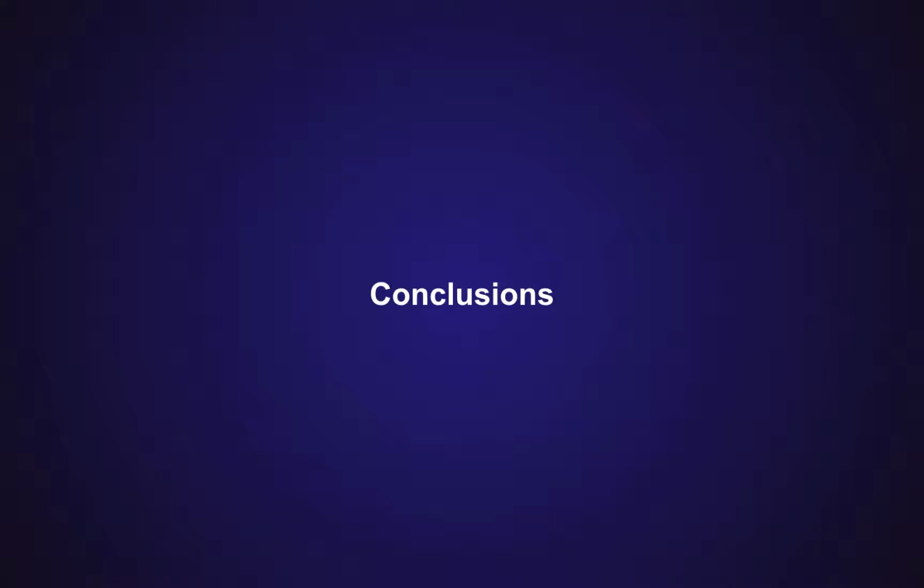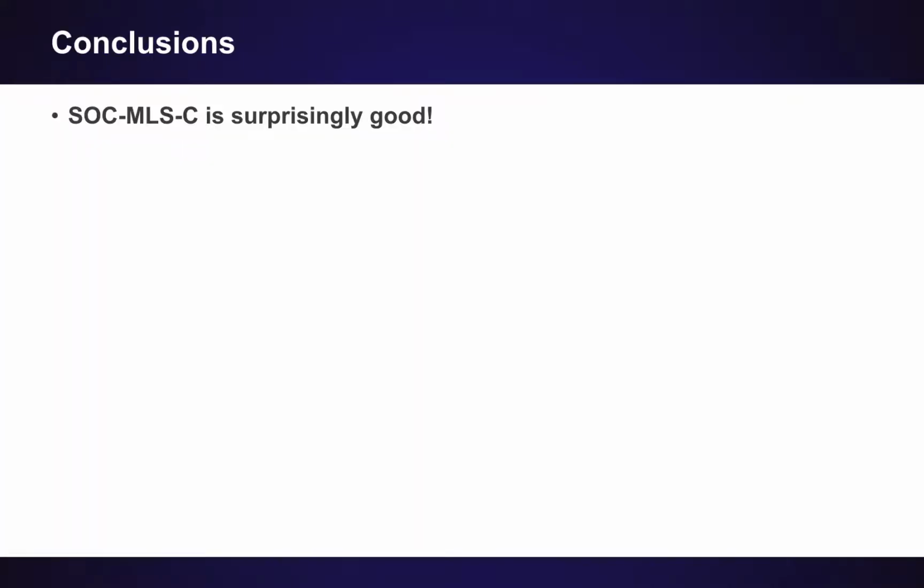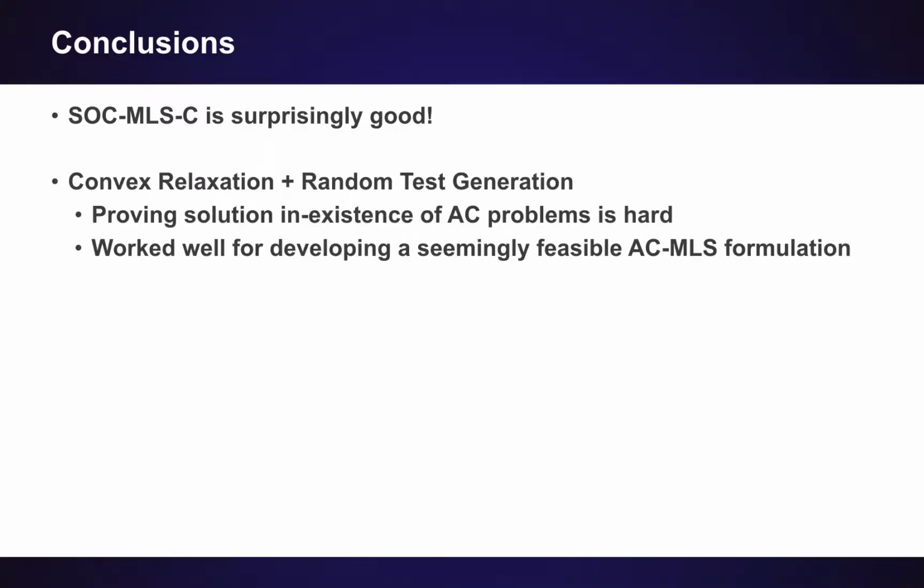I'll just wrap up with a couple of conclusions. First off, one thing I learned from this work is that this very weak, or very relaxed formulation, SOC-MLS-C, is surprisingly good. It's kind of shocking to me how strong a relaxation it is, given that we relax so many things. This study also seems to indicate that if you combine convex relaxation with random test generation, it can be a really nice methodology for finding good formulations.